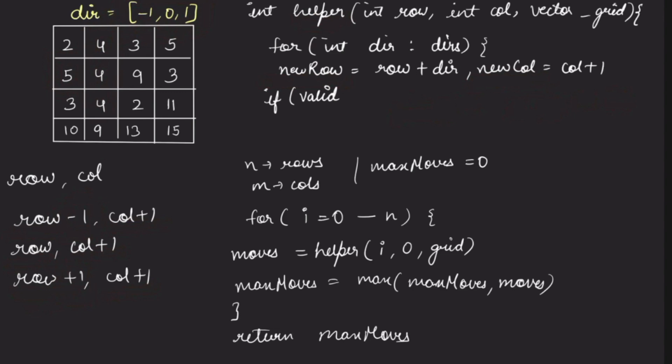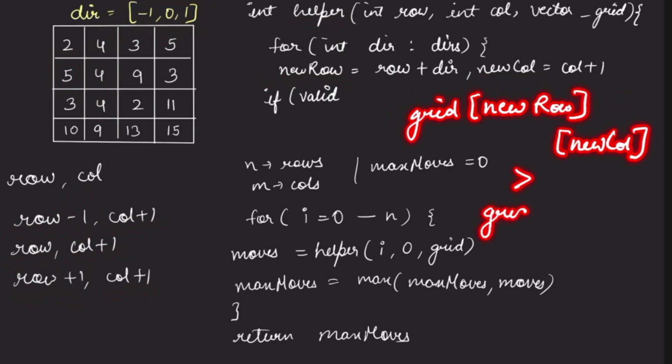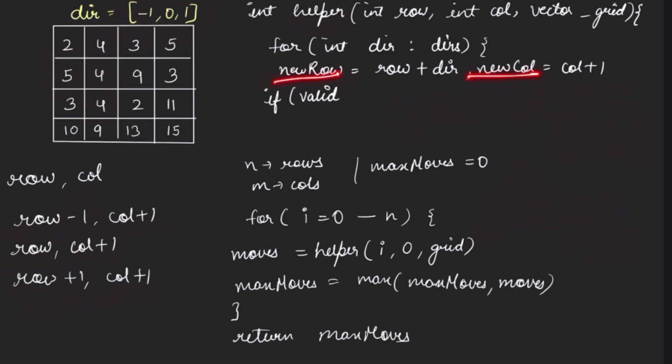And the next condition is that the value at grid of new row and new column should be greater than the value at row and column, right? So whatever this new cell is, if its value is strictly greater than the value at row comma column, then only we will consider it, right? So in this valid check, I am keeping these three conditions: new row is within the range of number of rows, new column is within the range of number of columns, and the value at new row comma new col is strictly greater than the value at row comma col, right?